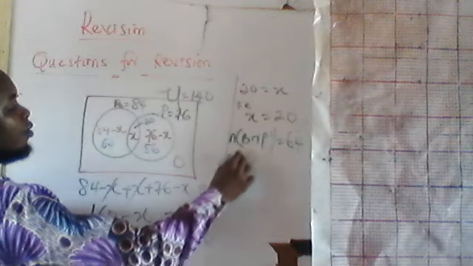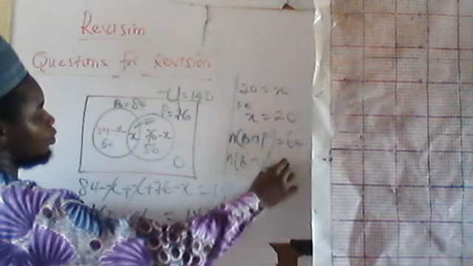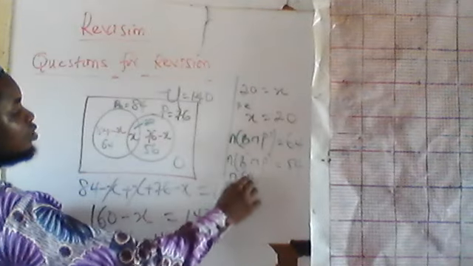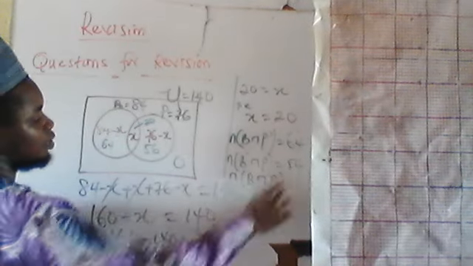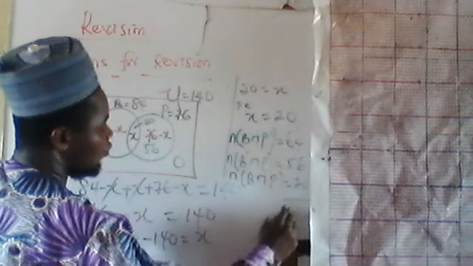In case you have to find those who offer physics only, that will be the number of biology complement intersection physics, and that will be 56. And for those that offer both, that will be the number of biology intersection physics, and that will be 20. So if we add all these together, what you are going to get is 140. And that will give you the total value of those that offer the subject.